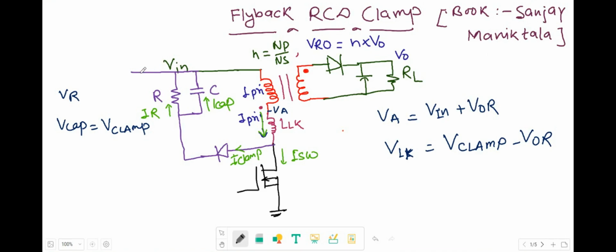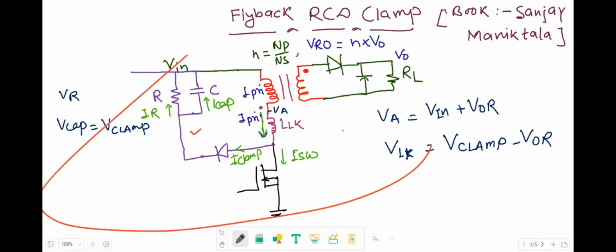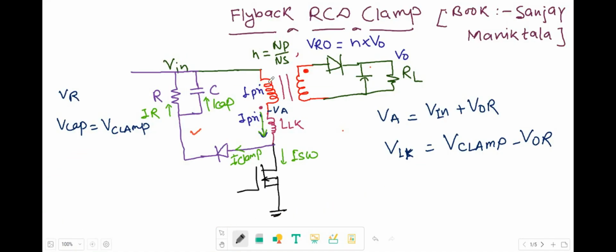If you look at, this is my input voltage V in, and then we have the primary inductance L primary, and along with the primary inductance in series you have the leakage inductance, which I call LLK, leakage inductance. Okay, the current flowing through the primary winding is I primary. Then you have the MOSFET as a switch. Current flowing through the switch is ISW.